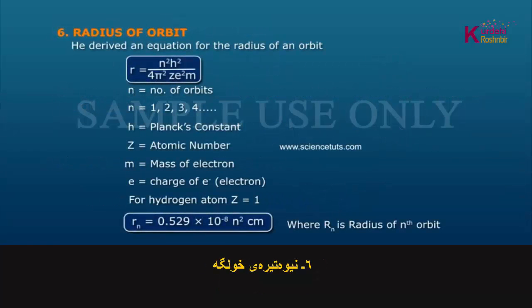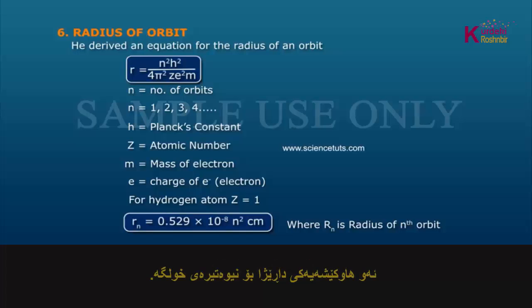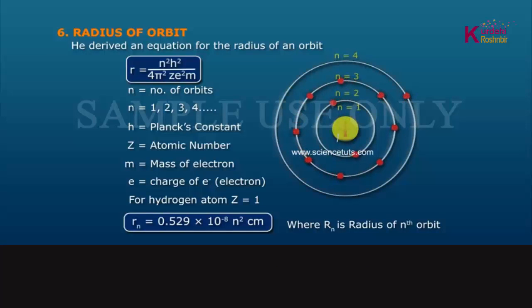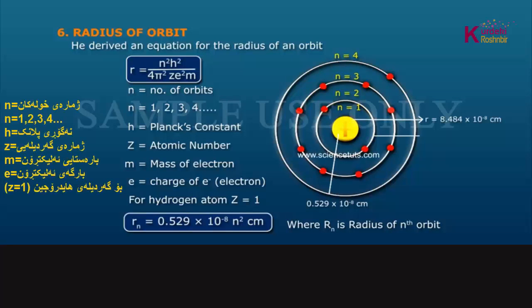6. Radius of orbit. He derived an equation for the radius of orbit. r is equal to n square h square by 4 pi square Z e square m, where n is the number of orbits 1, 2, 3, 4, etc., h is Planck's constant, Z is the atomic number, m is the mass of electron, and e is the charge of electron.